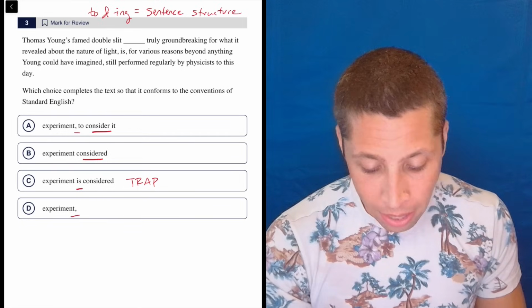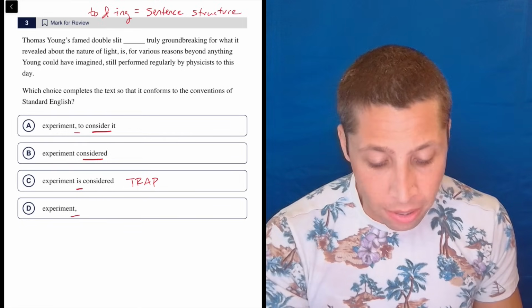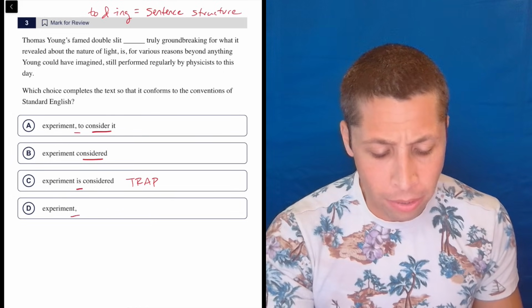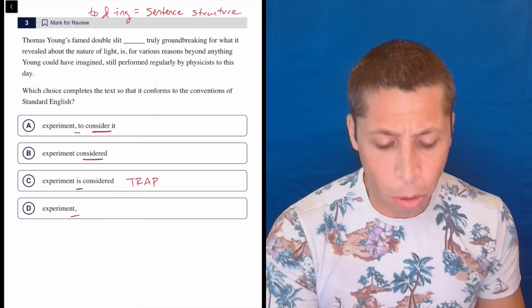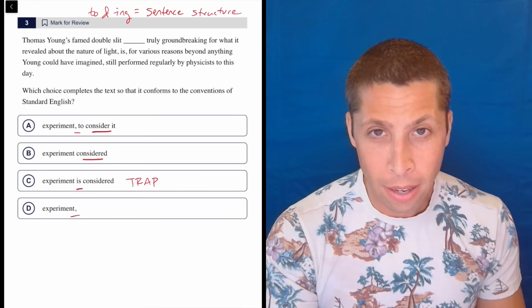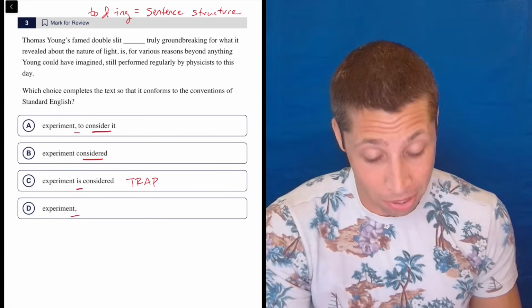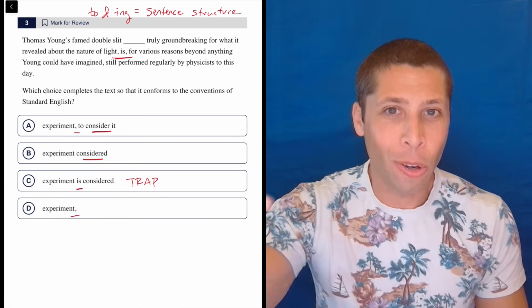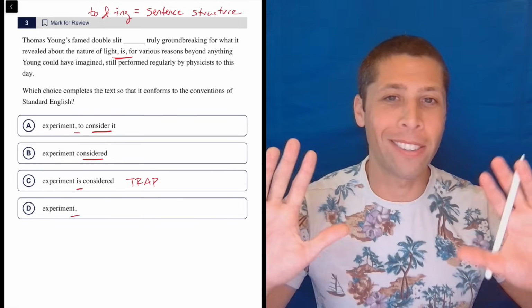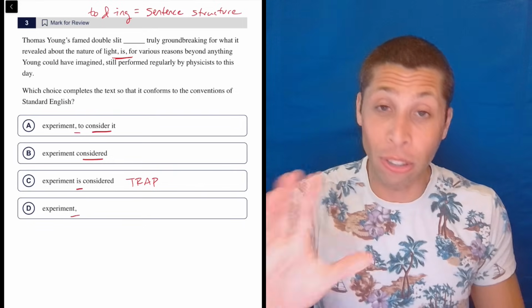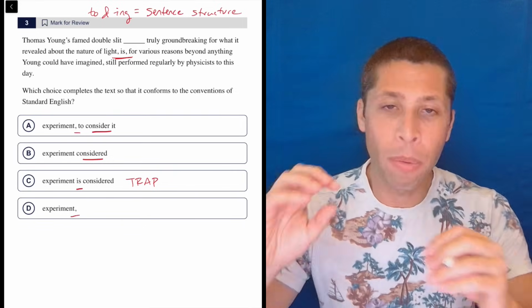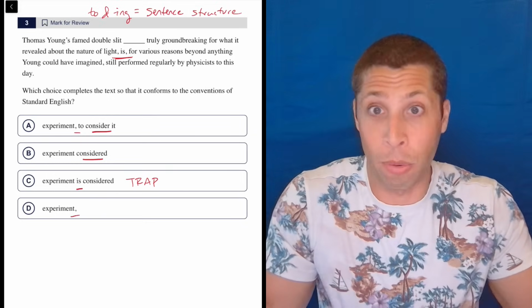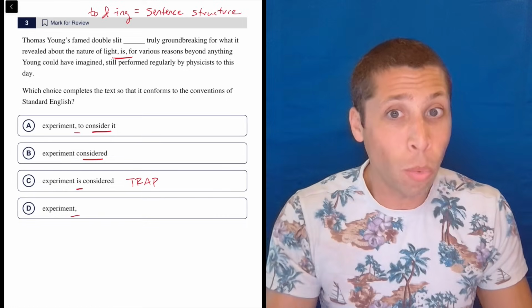So let's start over. Thomas Young's famed double-slit experiment is considered truly groundbreaking for what it revealed about the nature of light. Is, for various reasons beyond anything Young could have imagined, still performed regularly by physicists to this day. Well, to me, instinct helps here. This sounds really, really weird when I put choice C into that blank. So if I just keep reading, I realize, whoa, wait a minute, this doesn't work. Something is off. Now, I don't have a solution to this problem yet, but now, knowing it's the to and ing rule, knowing that sentence structure matters, seeing a bunch of commas surrounding the word is for some reason, there's a lot of weird stuff going on.